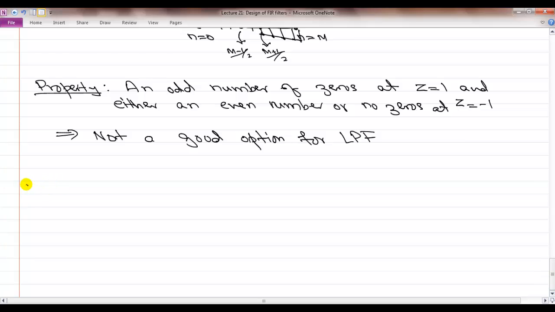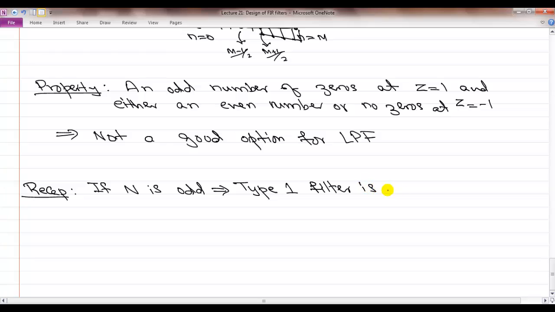So if we want to do a quick recap, type 1 filter is the most versatile. So if n is odd, then we should go with type 1 filter. It is a good option because it is not restrictive. It allows you to either have zeros at z equal to 1 and -1 or no zeros. So it's a pretty good option.